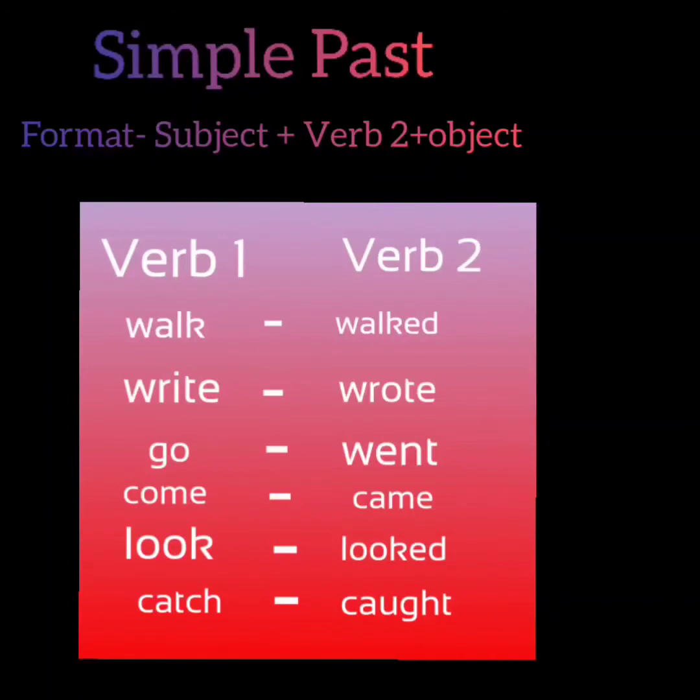Here are some verbs. Walk, the verb 2 is walked. Write, verb 2 is wrote. Verb 1 is go, verb 2 is went. And come, came; look, looked; catch, caught. So there are many V1, V2 and V3 forms. You have to try and study them very well and write at least 25 V1, V2, V3 forms in your notebook.